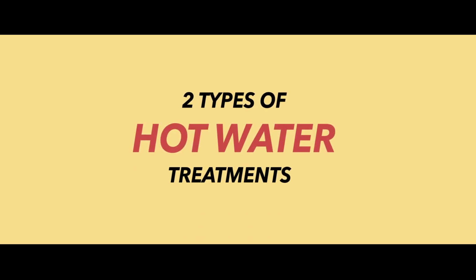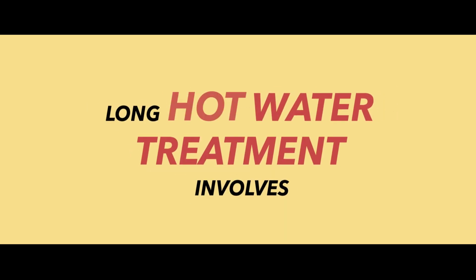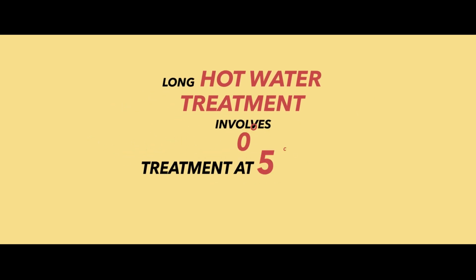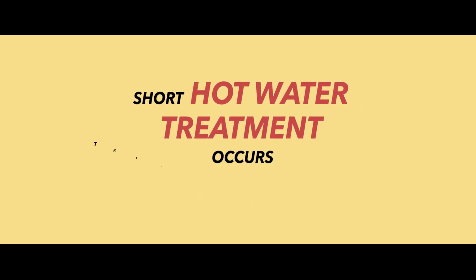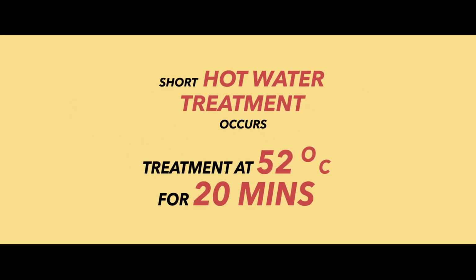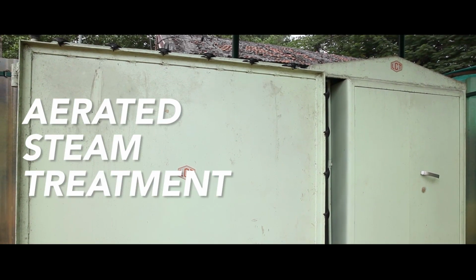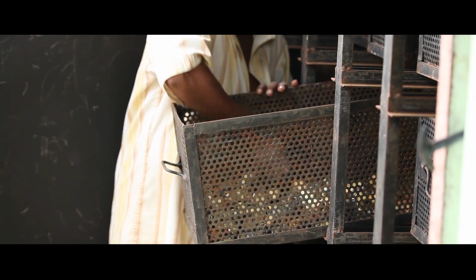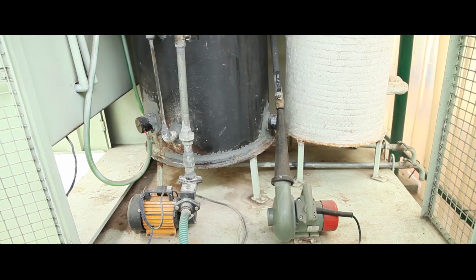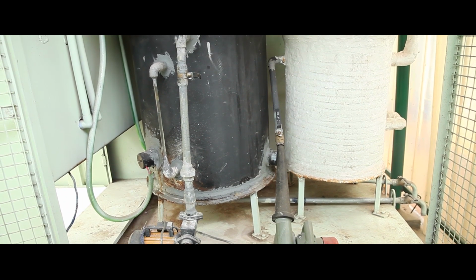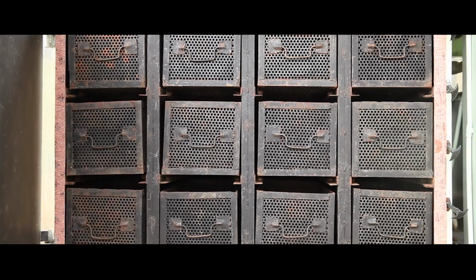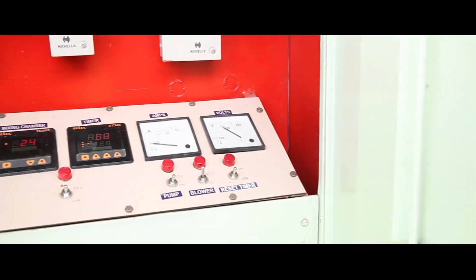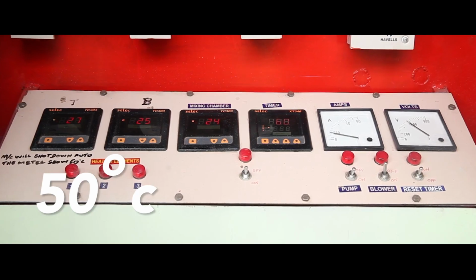2 types of hot water treatments are currently being used. The long hot water treatment involves treatment at 50 degrees centigrade for 2 hours, while the short hot water treatment occurs at 52 degrees centigrade for 20 minutes. In the aerated steam treatment, the sets or cut canes are placed in trays and kept inside the chamber of the unit. Steam and air are mixed together and passed inside the treatment chamber, and the sets are treated for 1 hour at 50 degrees centigrade.